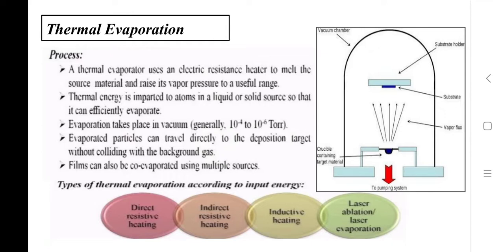The beauty of this technique is that it is totally controllable. Whatever thickness we want to achieve, we can easily achieve it. Thermal evaporation uses an electric resistance heater to melt the source material and raise its vapor pressure to a useful range.